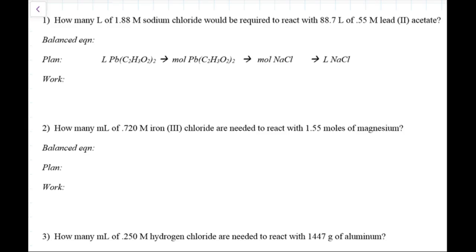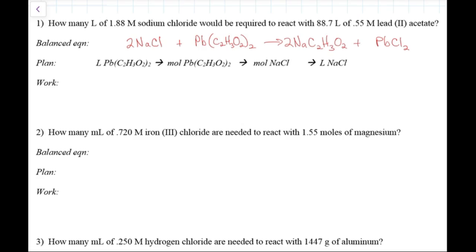You can pause if you want to, and see what you can come up with for the balanced equation for this one. Okay, so there you go. Double replacement reaction. You do need to balance with a 2 in front of sodium chloride and a 2 in front of sodium acetate. So the question is asking how many liters of 1.88 molar sodium chloride would you need to react with 88.7 liters of 0.55 molar lead 2 acetate.